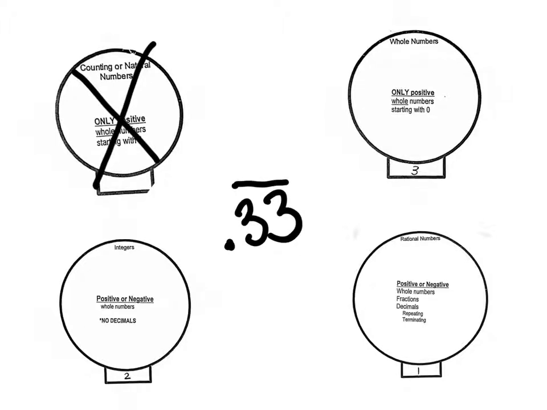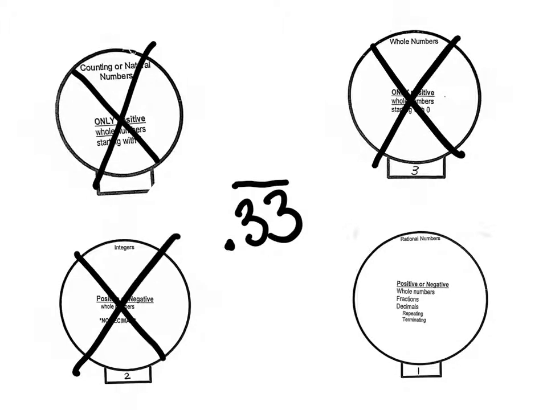Next, we can go to the whole numbers. Whole numbers are only positive whole numbers starting with 0. 0.33 does not fall in that category either, so we can rule that one out. Then we move on to integers. Integers are positive or negative whole numbers, no decimals. That's not what we have here in 0.33, so that is not it.